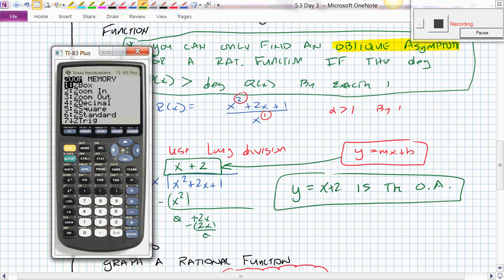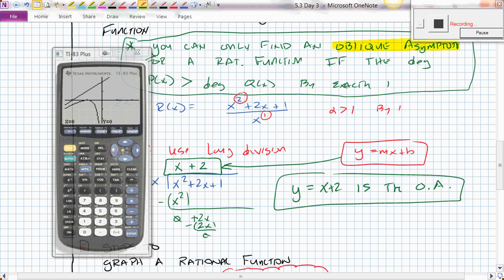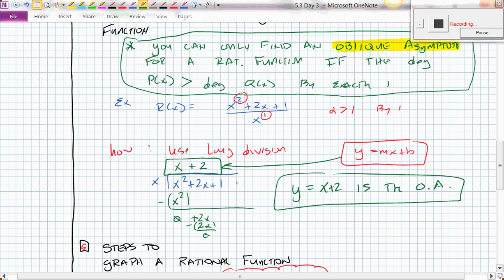So if I zoom in, I can get kind of a better idea, sort of. You can see the asymptote as it moves up and down. So I found the oblique asymptote. The way you find an oblique asymptote is by long division, and you can only find one if the degree of the numerator is greater than the degree of the denominator by a factor of 1.